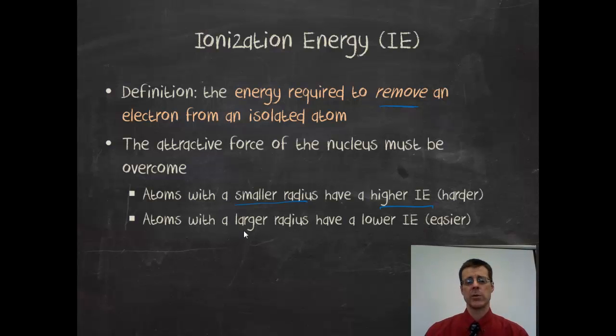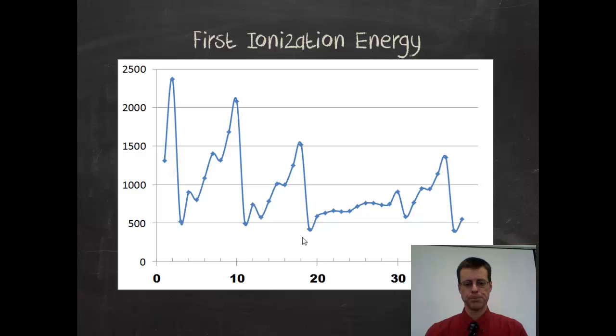Conversely, atoms with a larger radius are not pulling their electrons very tightly, so they are more easily able to lose that electron. So you'll notice what we did. We spent a lot of time talking about why the atom is the size that it is, and now we're using that as our reason for the trend of ionization energy.